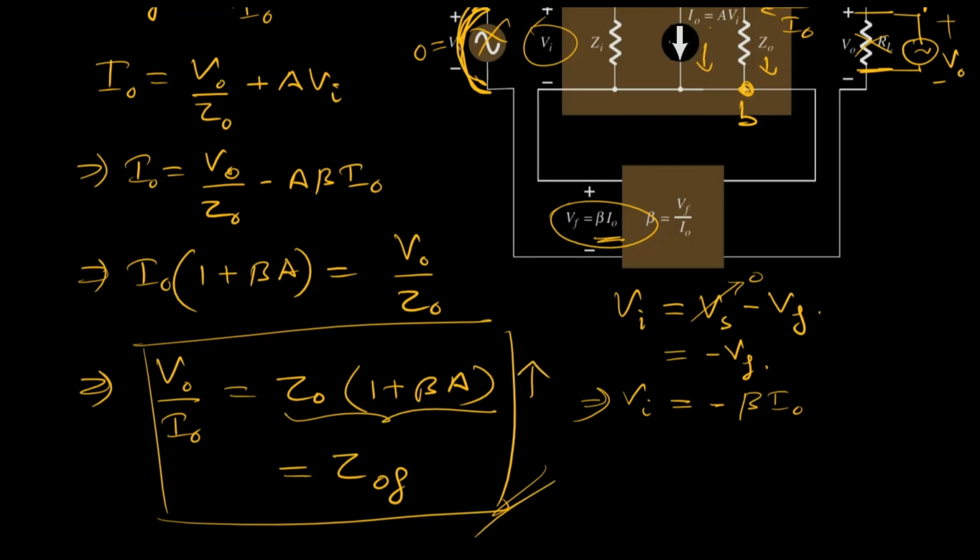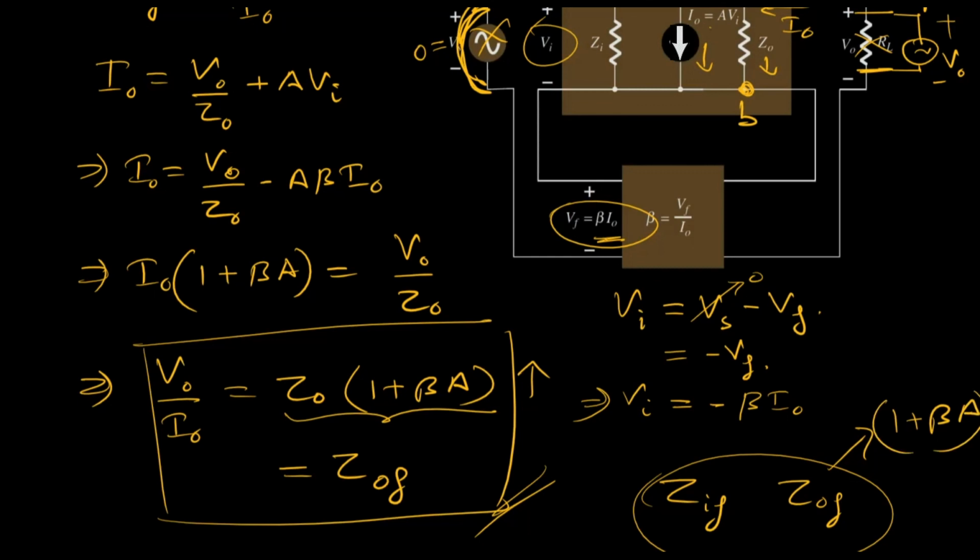Therefore, in the current series type connection, the input impedance as well as the output impedance are both increased by the same amount, that is 1 plus beta A. So that is all for now.